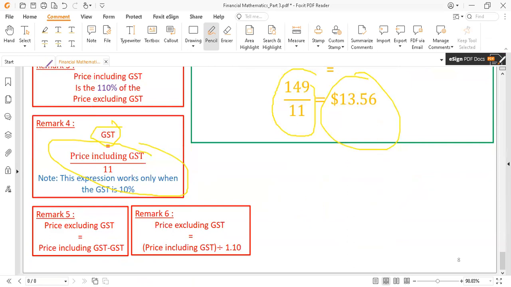These are the ideas that we want to explain for financial mathematics and to review from grade 9.